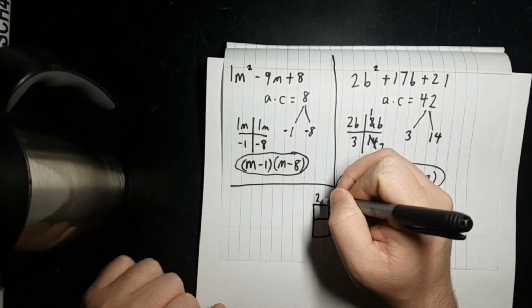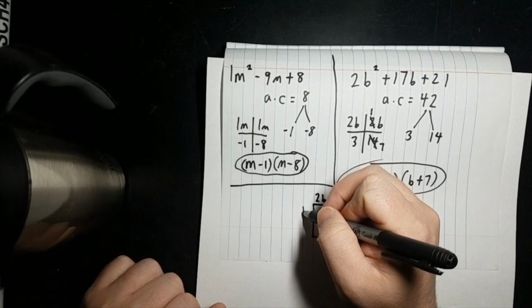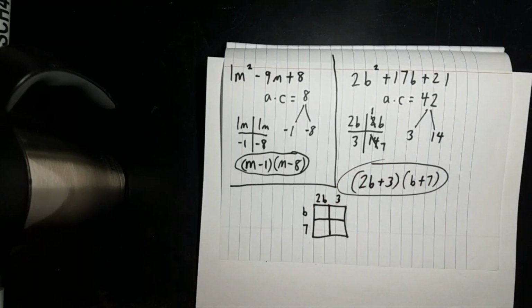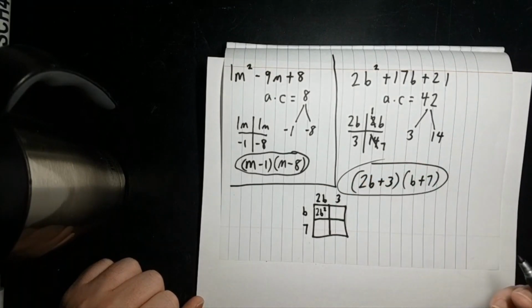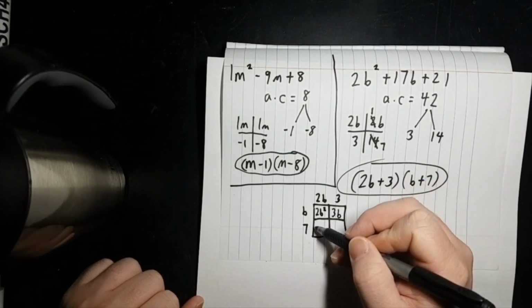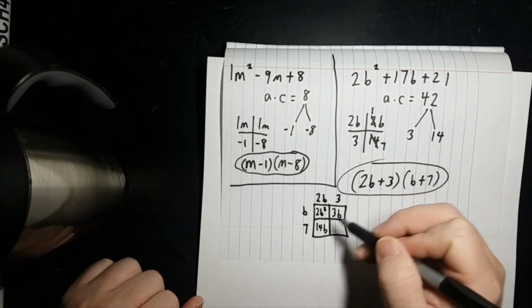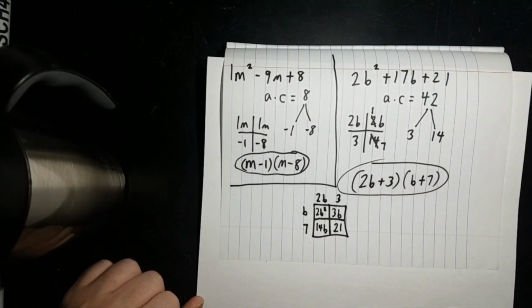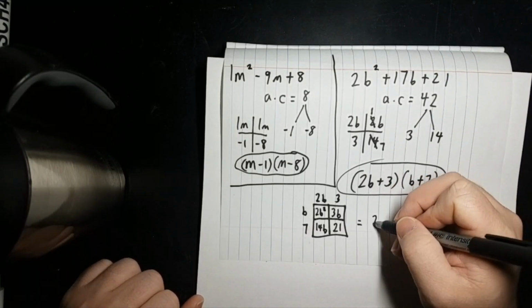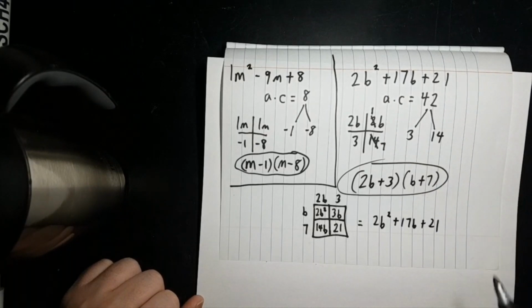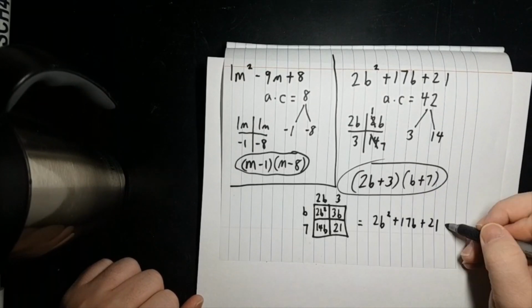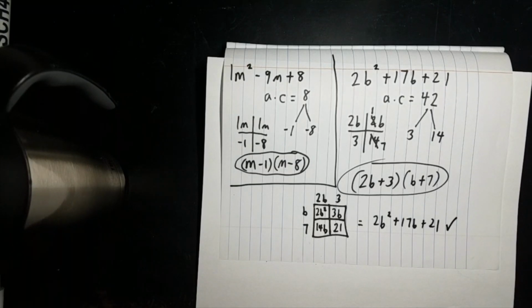I do box. There's a 2b and a positive 3. There's a b and a positive 7. Now, this is just checking my answer. First box, multiply 2b squared, 3b, 14b, 21. Multiplying out that box. Combine like terms, 2b squared plus 17b plus 21, which is exactly what I started with. That just confirms that I did the problem correctly. So, let's try another one.